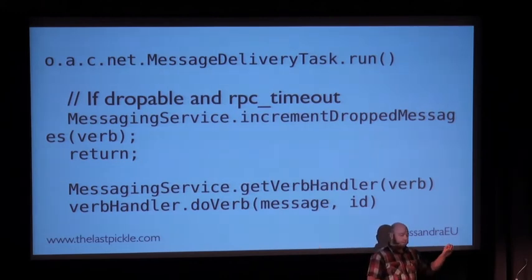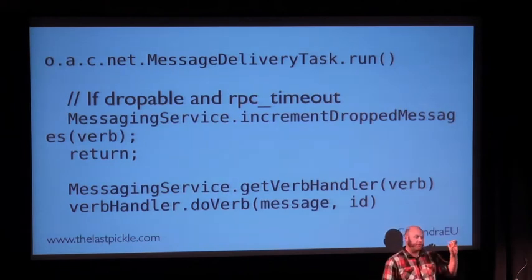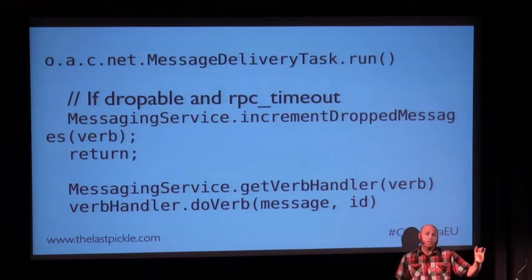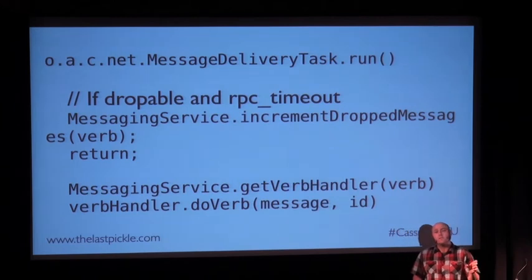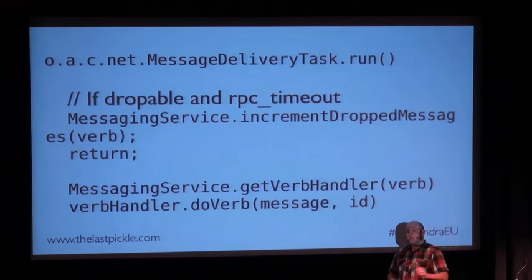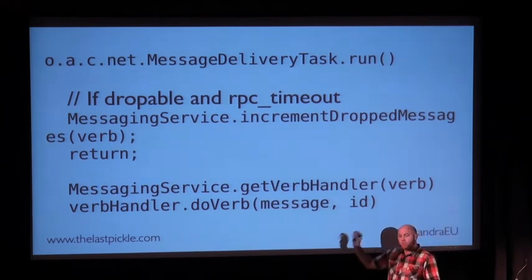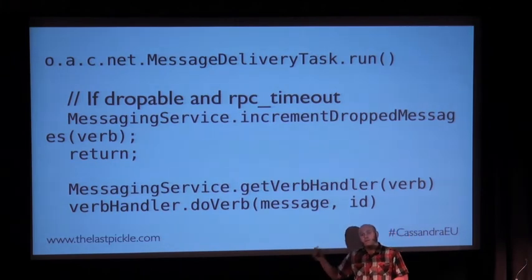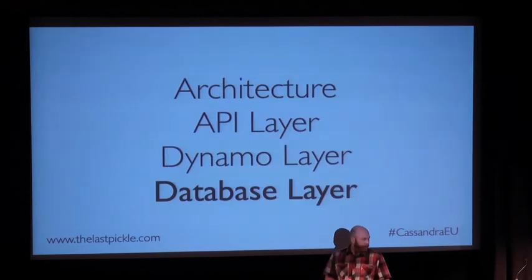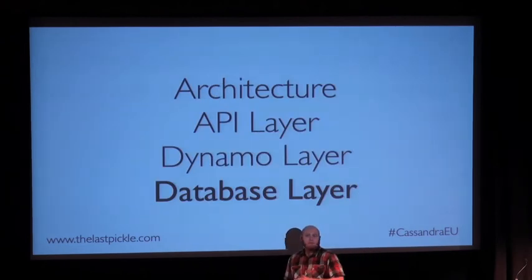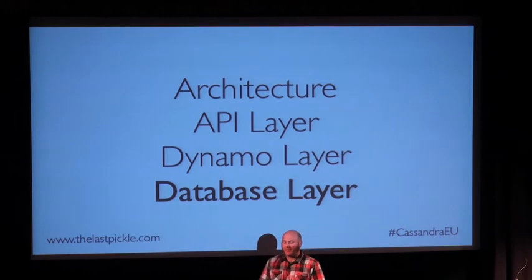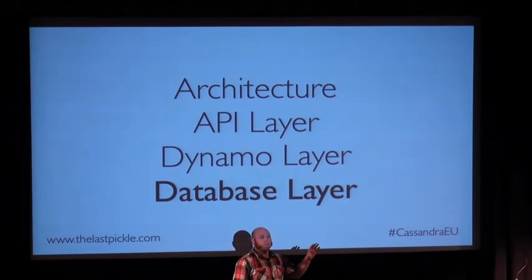So we've taken your read command from the fetch rows function in the storage proxy. We've serialized it into a message. The message service has sent that. Come over here, we've gone through the verb handler, and now we're running on the correct thread on a remote machine. That's the Dynamo layer. This is a bit more complicated than that, but that's about all we need for now.